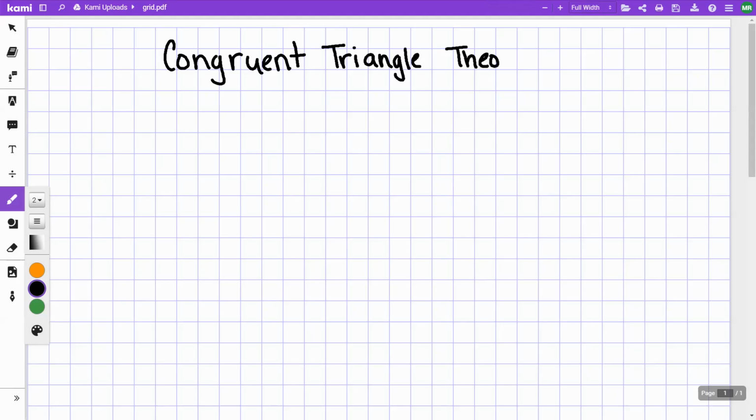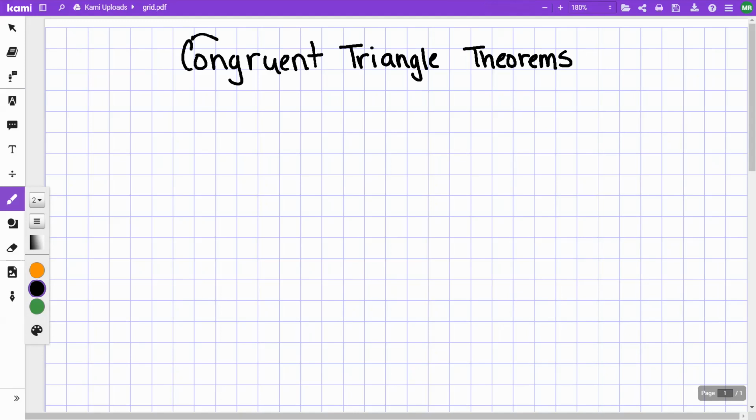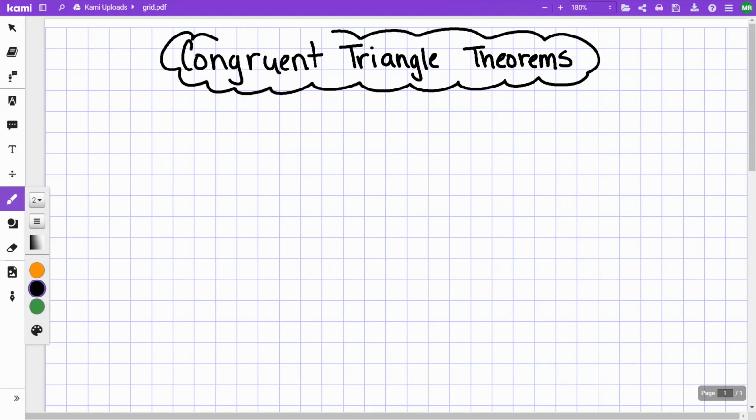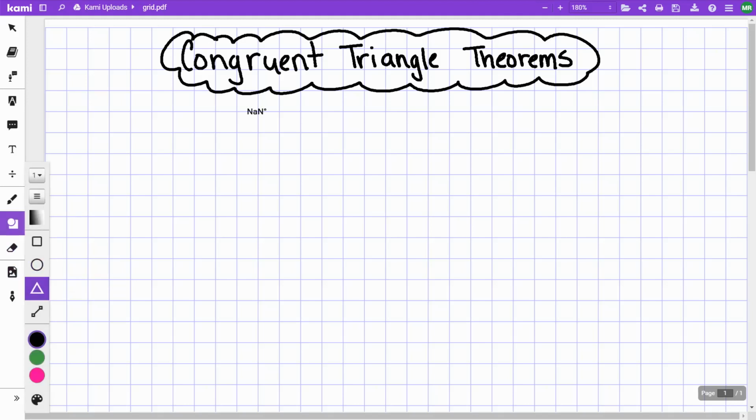Now, by definition, triangles are congruent if all three sides and all three angles are the same in the two triangles. But instead of proving that 6 different things are the same, all three sides with the other three sides, all three angles with the other three angles, we have some other properties, okay, or theorems.